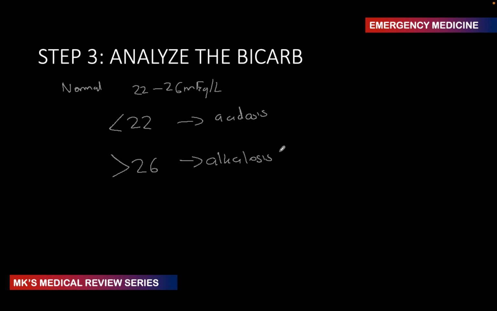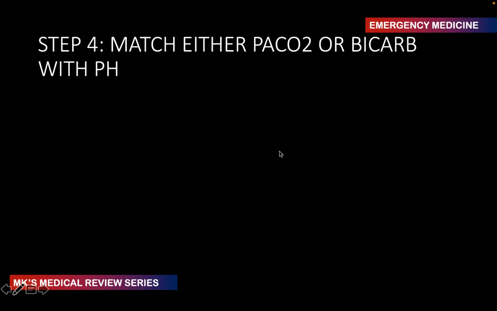So our step 3 is to analyze the bicarbonate that is given, whether it's acidic, whether it's alkalinic, and then we move on now to step 4. Our step 4 is now we're going to be matching either the partial pressure of carbon dioxide to the pH, or the partial pressure of bicarbonate to the pH, so that we can determine whether the primary acid-base imbalance is of respiratory nature or of metabolic nature.